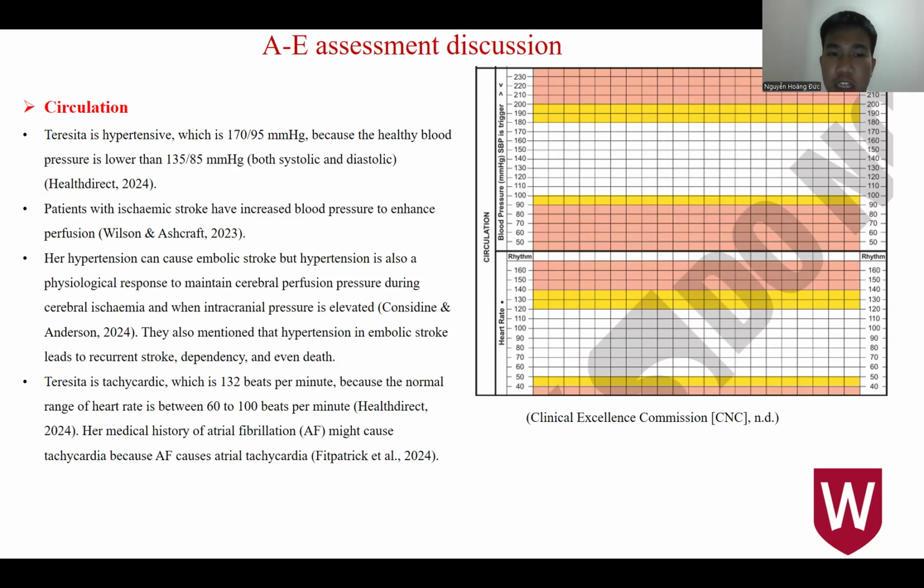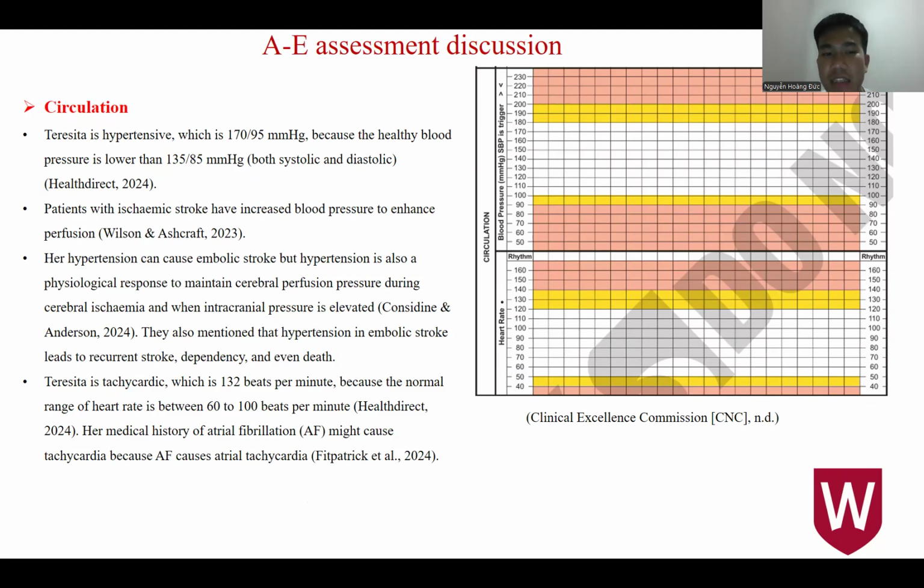Hypertension can cause embolic stroke, and hypertension is also a physiological response to maintain cerebral perfusion pressure during cerebral ischemia and when the intracranial pressure is elevated. They also mentioned that hypertension in embolic stroke leads to recurrent stroke, dependency, and even death.